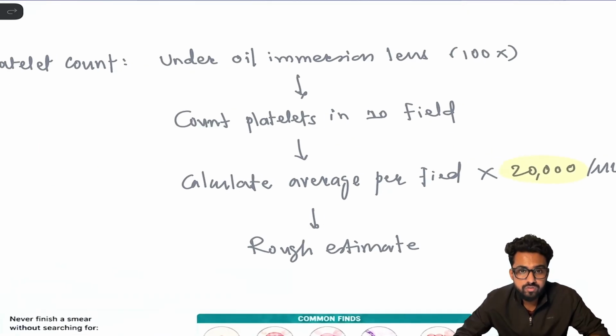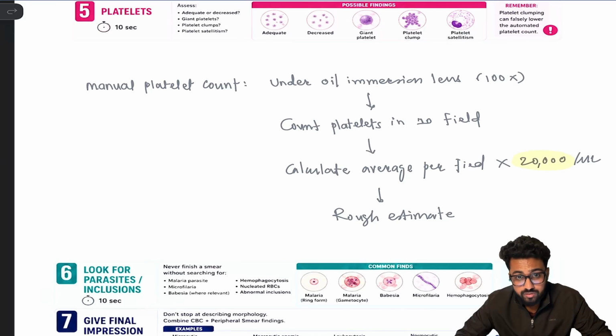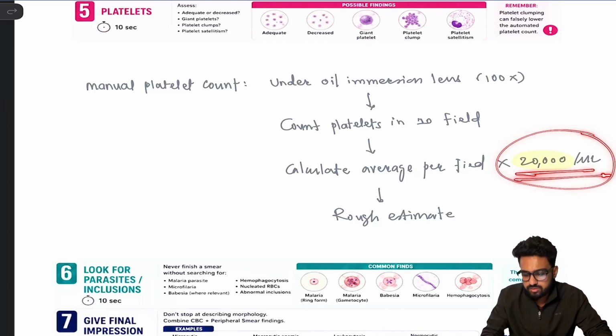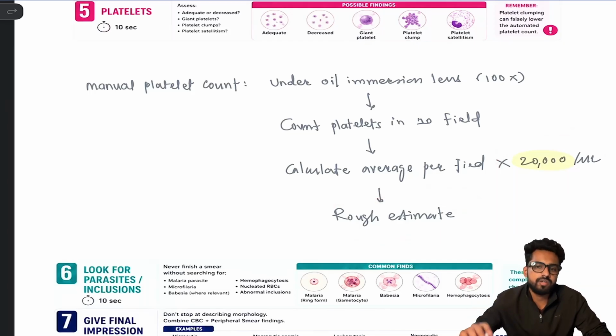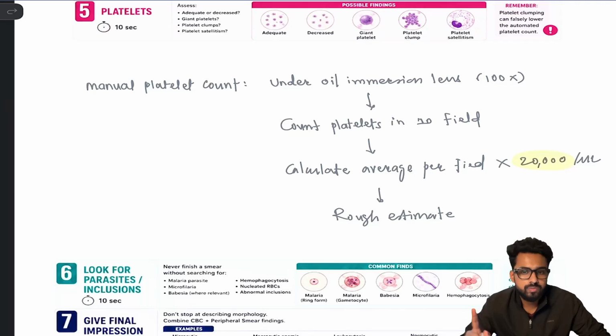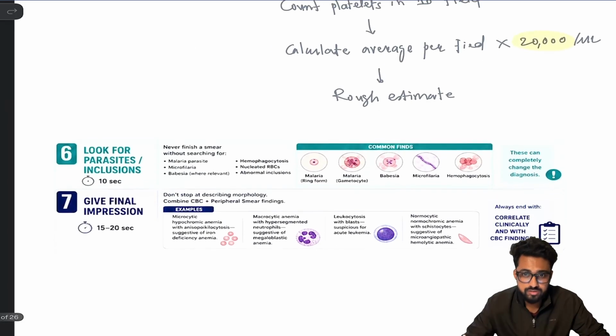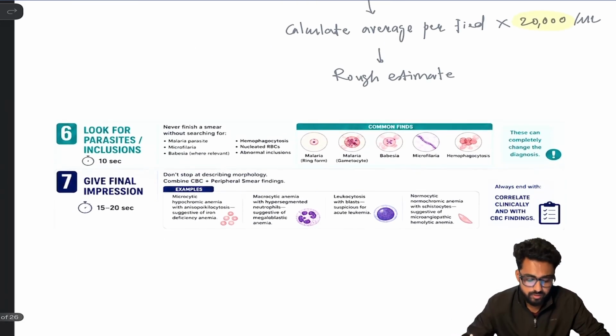Then manual platelet count, how should you manually calculate the platelets? Under oil immersion lens, that is 100x, count the platelets in 10 fields, calculate the average platelets per field and multiply it by 20,000. So remember this factor and you will get a rough estimate of platelet count. This is the crude method for calculating manual platelet count whenever automated cell counters are unavailable, or if you want to correlate with the automated cell counters, you can calculate the manual platelet count.